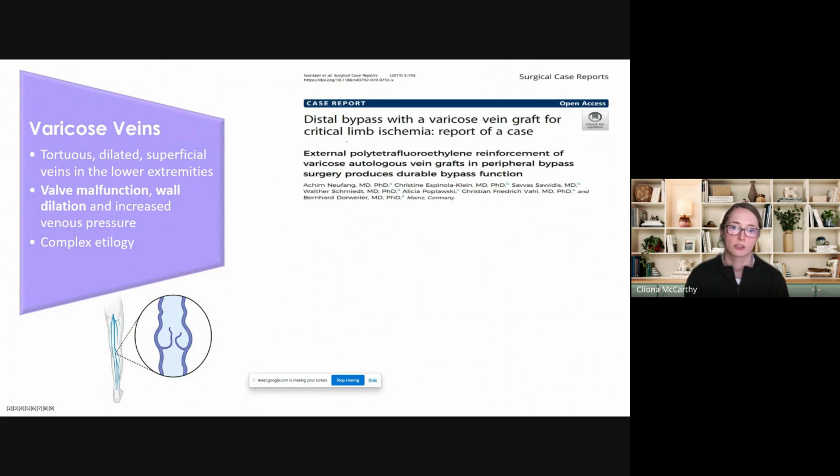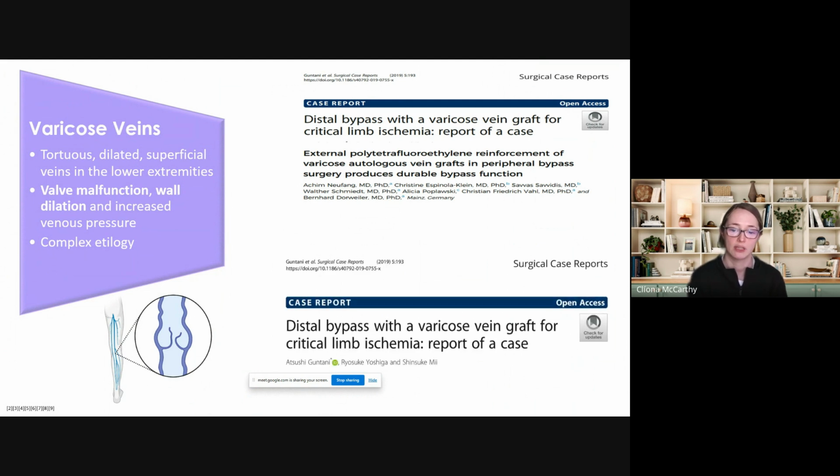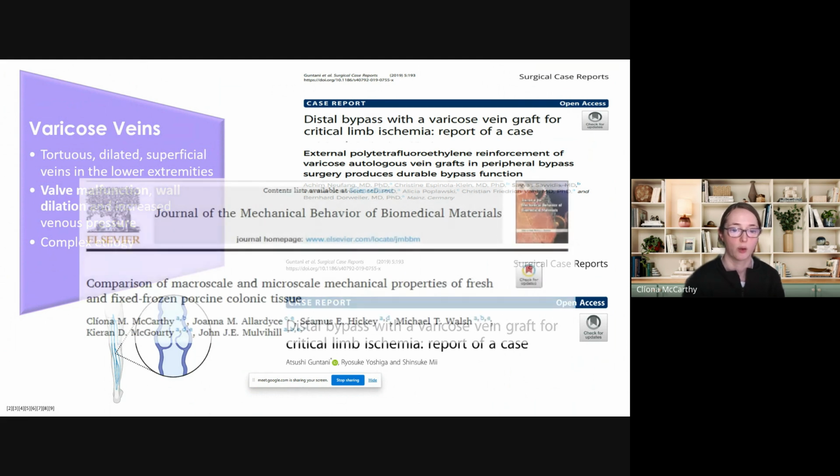In some smaller case studies, there have been reports of success using a varicose vein as an autograft option when reinforced with PTFE. It may be contraindicated to use synthetic grafts in certain cases, such as in this study, where the synthetic conduits were not an option because the patient had a comorbidity of sepsis, so they used a varicose vein, and it had good late-stage patency up to 2 years.